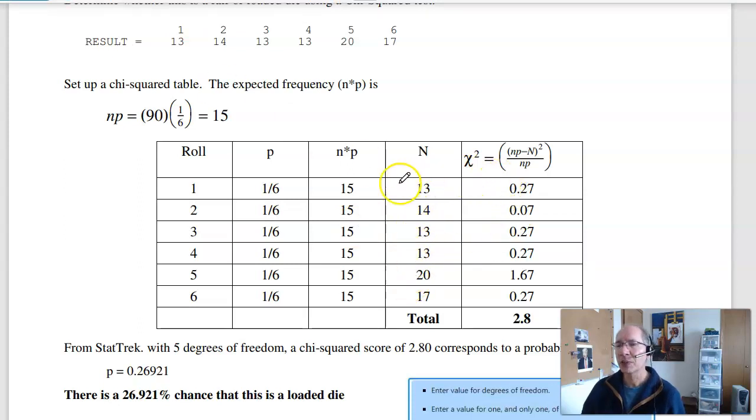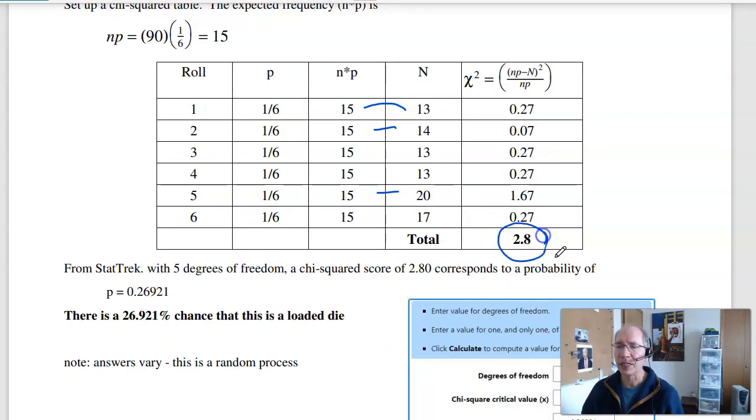The chi-squared score: take the difference squared divided by the expected number. So this would be 2 squared over 15, 1 squared over 15, 2 squared over 15. Here is 5 squared over 15, and so on. That's your chi-squared value. Add them all up, and I get 2.8.